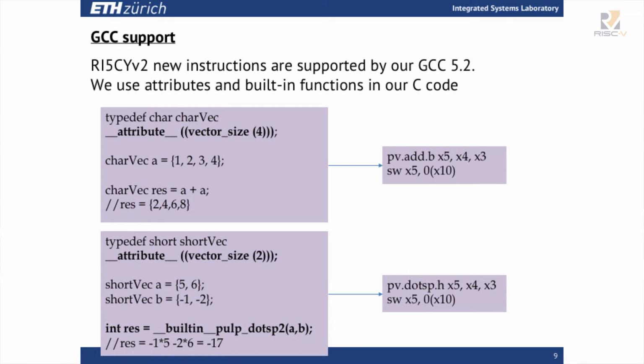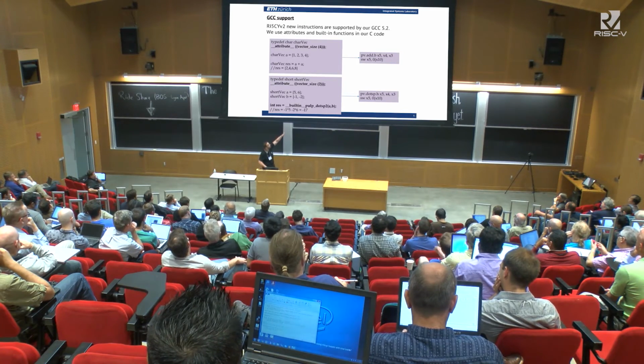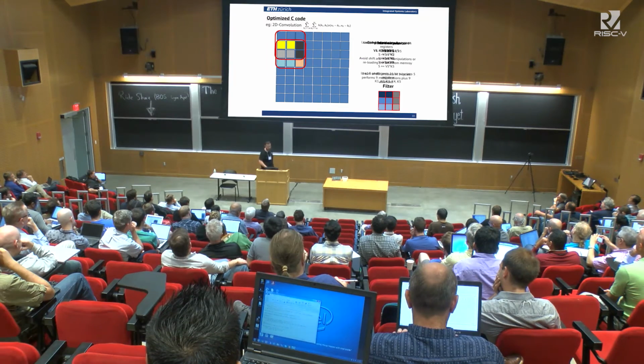Here you see we actually have GCC support for that. We use GCC 5.2. To use vectors, you need an attribute to tell GCC that this variable is a vector, and then you can add the two vectors. It's standard GCC. For non-standard operations, you have to use built-in functions. For instance, here you see how to compute the dot product between two short vectors. As is normal in an embedded system, this is the assembler generated by GCC. You see there the addition between vectors, and here the dot product.